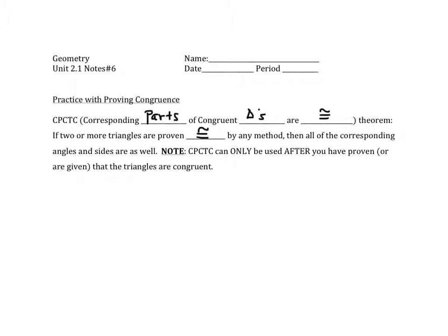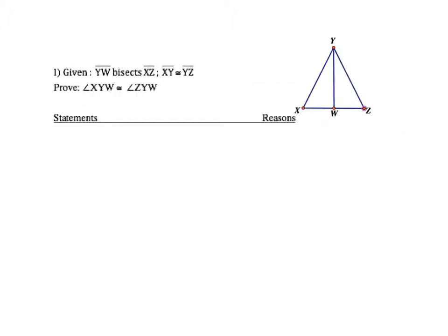Now, one note, you can only use CPCTC after you have shown two triangles or proven two triangles to be congruent to each other. So we're going to take a look at how we can use this in proofs. So in our first proof, we're given information that line segment YW, that's in the center of the triangle, bisects line segment XZ. So that would mean it divides XZ into two congruent parts. So line segment XW would be congruent to line segment ZW.